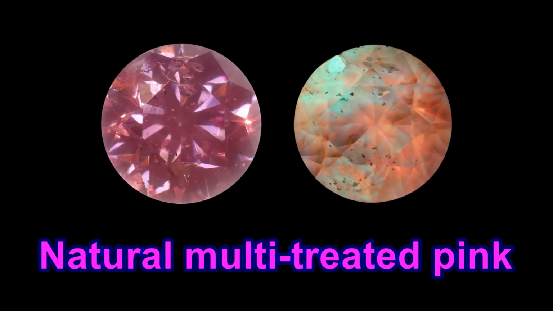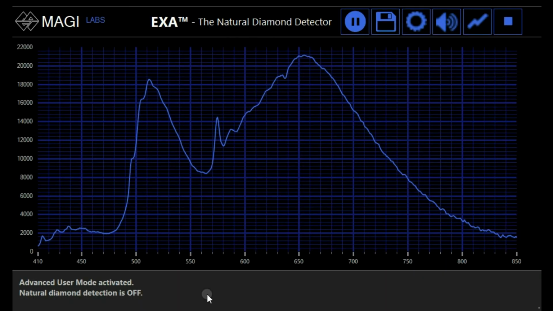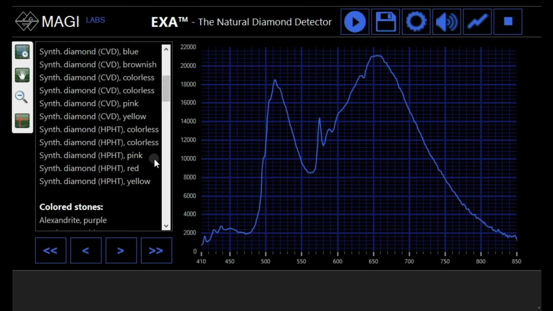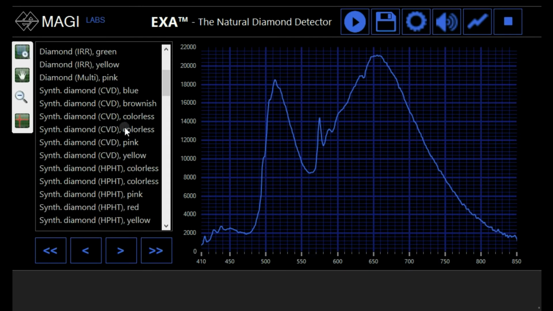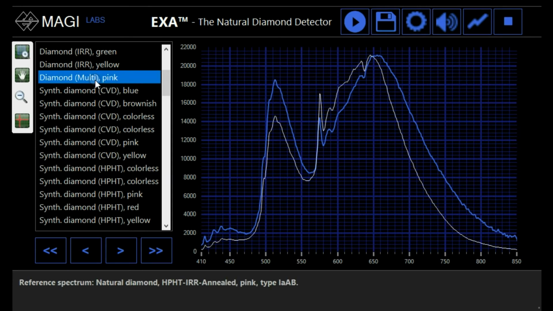Natural multi-treated pink. These diamonds are the natural evolution of the simply irradiated and annealed ones, and came to the market only after the HPHT process had been developed and refined for the task. They are natural type 1AAB and are carefully sorted by their low nitrogen aggregates content to be good candidates for becoming nice pink diamonds. A multi-step process including HPHT, irradiation and annealing treatments is carried out. As it happens for the synthetic pinks, the NV centers are generated to produce the pink color.